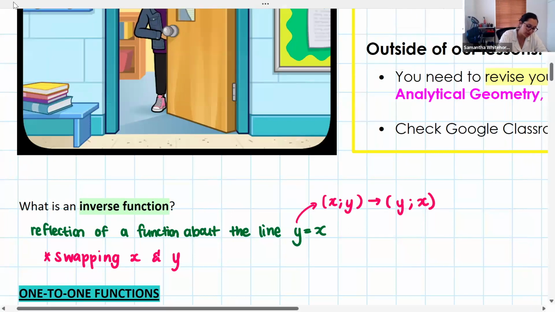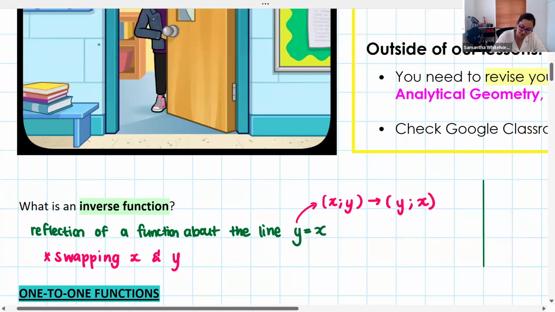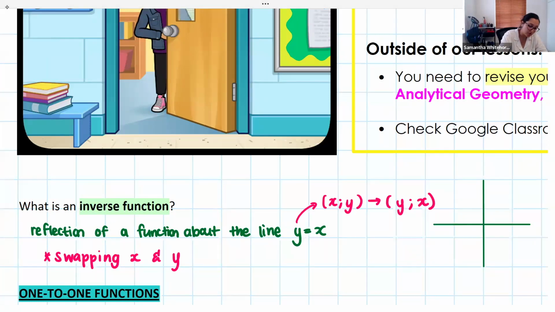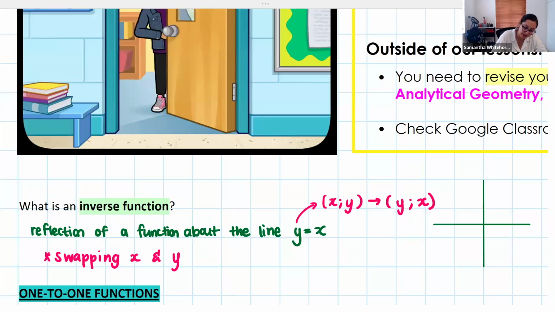So just to give you a general reminder of what this line of reflection actually is. So we have our Cartesian plane, obviously. The line y equals x, you should also remember from your hyperbola. It is one of the lines of symmetry that we work with when we talk about hyperbolas. But the line y equals x is essentially that straight line that goes diagonally across through your origin.